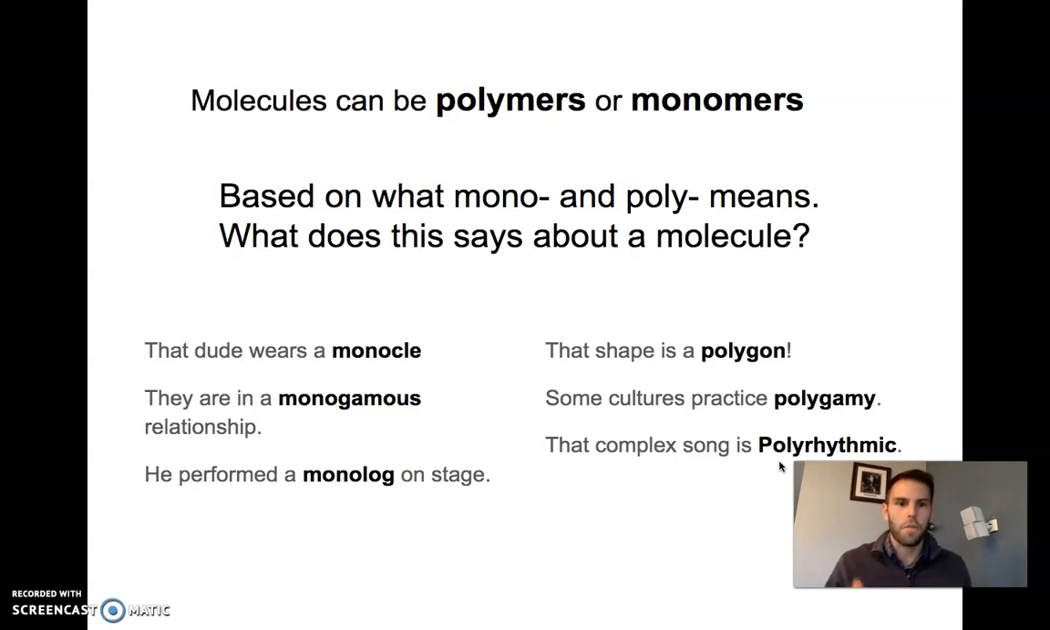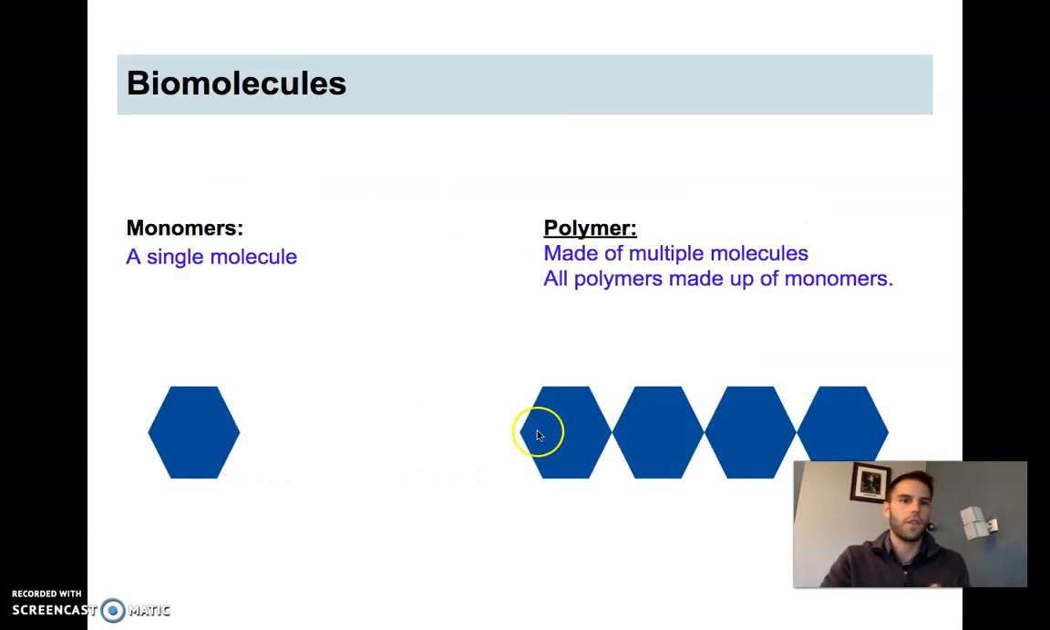All right, so hopefully you've pressed play, you've jotted it down, and let's look at what these prefixes mean in the context of biomolecules. So a monomer is a single molecule because mono means one. And a polymer is made up of multiple molecules, right? And in fact, all polymers are made up of monomers. Notice that this polymer right here is just made up of a bunch of these different monomers here.